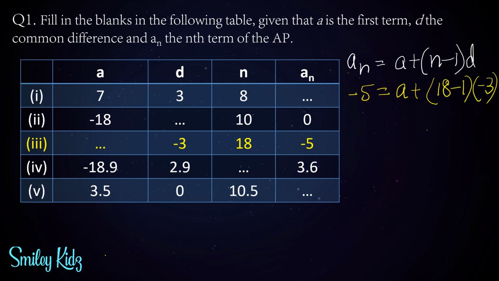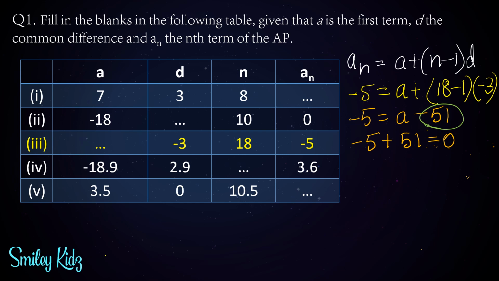On substituting all the values which we know, we get minus 5 is equal to A plus 18 minus 1 into minus 3. Now, minus 5 is equal to A plus, now we know that 18 minus 1 is 17. Then 17 into minus 3 is minus 51, isn't it? So it's going to be A minus 51. Now, minus 5 plus 51 is equal to A, isn't it? I have just transported this minus 51 to the other side. It turns out to be positive 51, isn't it?